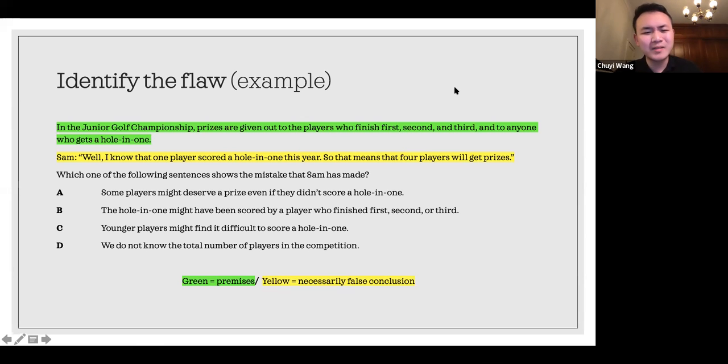Well, that's clearly not relevant. That's like A, right? This has nothing to do with age. This is about a junior golf championship. Like, what? Doesn't really matter, right? So the age has nothing to do with this. It's clearly not the mistake that he's made.